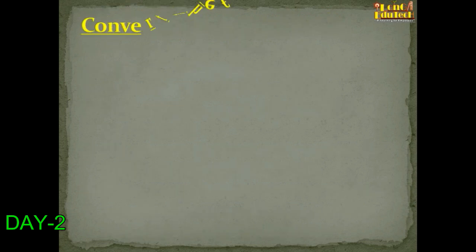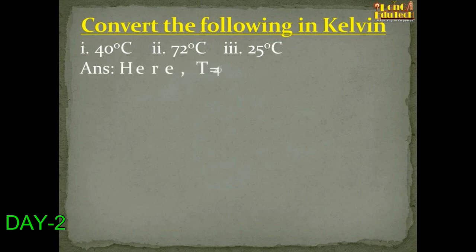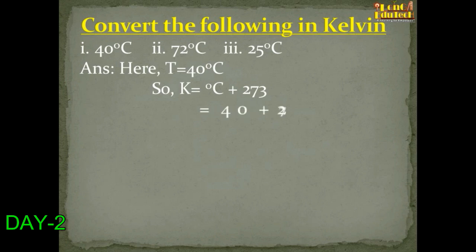Okay, so some calculations will be there. Convert the following into Kelvin. Questions: 40 degrees Celsius, 70 degrees Celsius, and 25 degrees Celsius. Now see answer number 1. Here the temperature is 40 degrees Celsius, right? Then we have to apply the formula. Kelvin is equal to degrees Celsius plus 273. Degrees Celsius given is 40, plus 273, together it comes to 313 Kelvin.